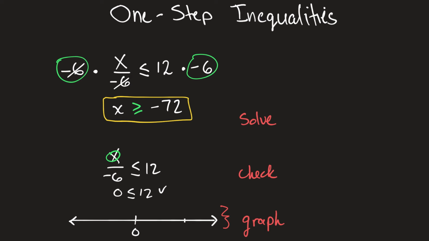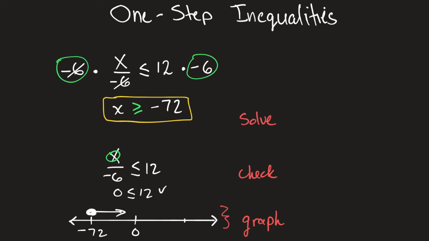So I'm going to find -72. It's going to be somewhere over here, -72. And since we have this extra line right here, that means I'm going to color in the dot. That means that I'm including -72. Before, it was an open dot, and we weren't including -72. And the numbers bigger, again, go to the right. So there is the solution, checking the solution, and the graph to the solution of this one-step inequality.